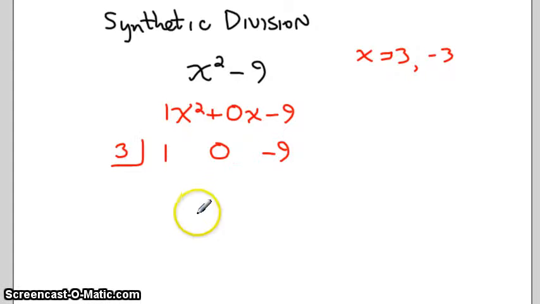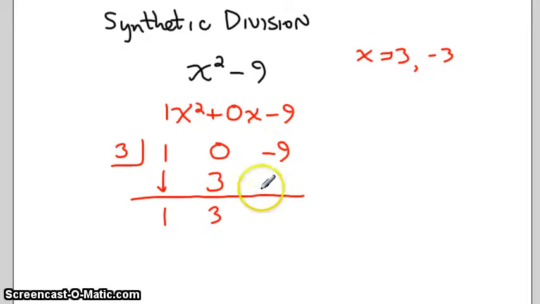Let's check x equals 3. I'm going to draw my line, take my 1 down here. 3 times 1 is 3. 0 plus 3 is 3. 3 times 3 is 9. Negative 9 plus 9 is 0. So my answer is yes.